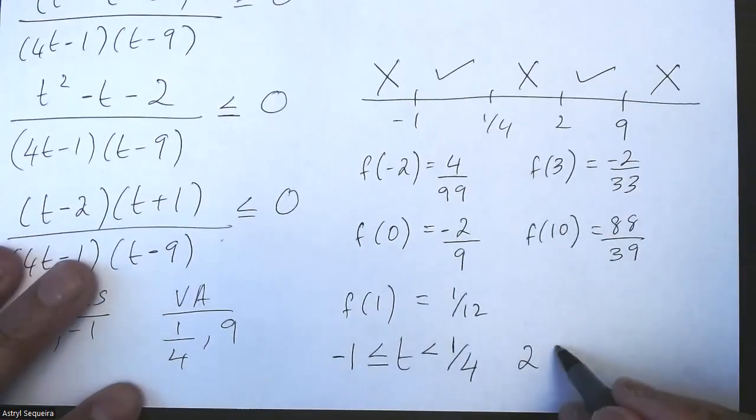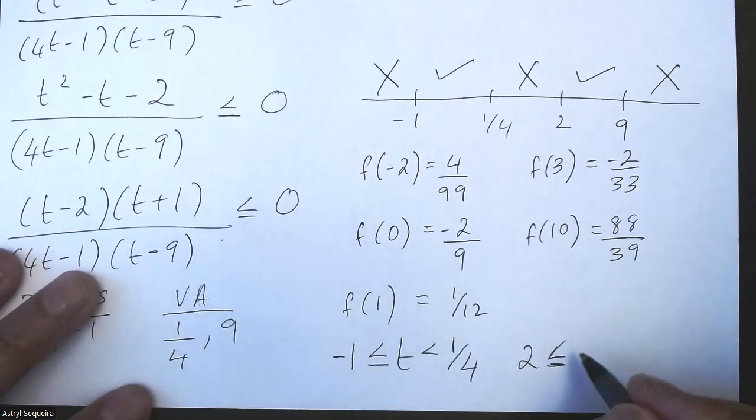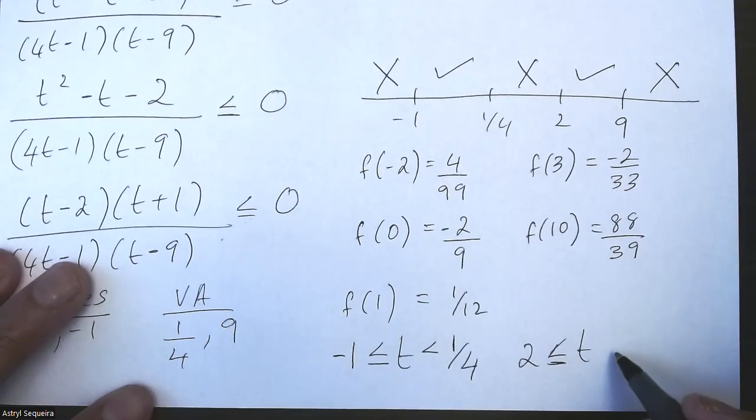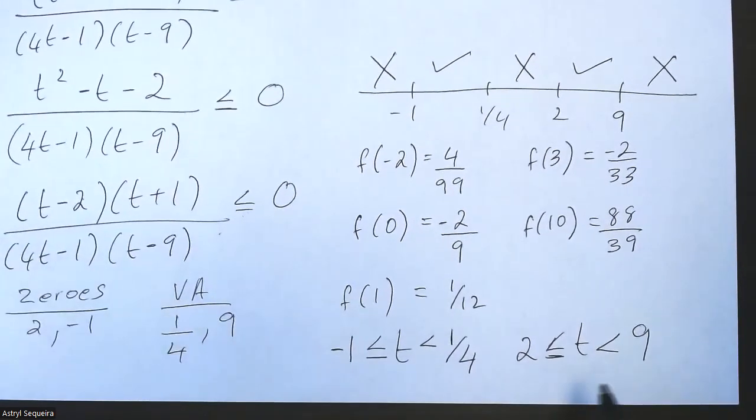So for the 2, I'm going to use a less than or equal to sign because that's what's in the question. But for the 9, it's just going to be less than 9. And this is going to be my final solution. The reason why it's just less than 9 is because, again, 9 is a vertical asymptote.